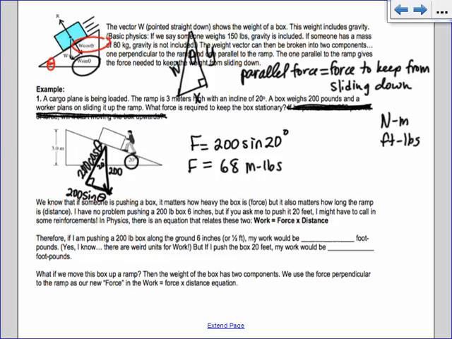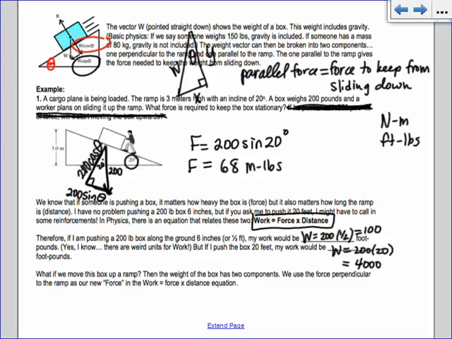So in physics, there's an equation that relates these two things, the force and the distance, and that is work. Work is equal to force times distance. Therefore, if I'm pushing a 200-pound box along the ground 6 inches, or half a foot, my work would be 200 times 1/2, which is 100 foot-pounds, okay? But if I push the box 20 feet, the work would be 200 times 20, which is 4,000 foot-pounds. Much, much bigger. You're multiplying by 40 to get that answer.